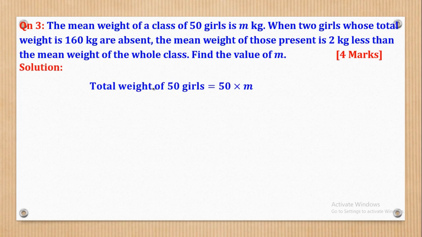So first of all, you shall know that the total weight of 50 girls is equal to the number multiplied by the mean. So remember, mean is equal to summation of total weight over the number, which is 50. Therefore, total weight will now be 50 multiplied by the mean, which is m.